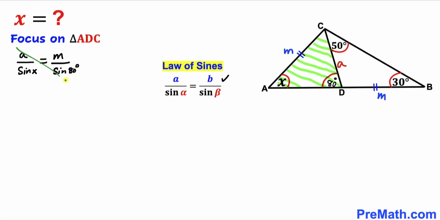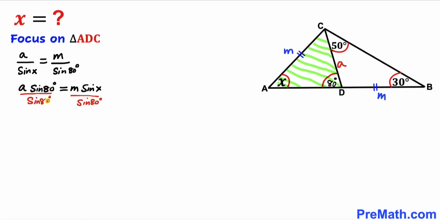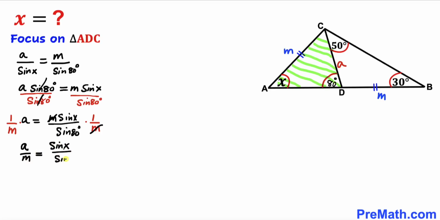Let's go ahead and cross multiply. Let's divide both sides by sine of 80 degrees. This and this is gone. So a equals M times sine of X divided by sine of 80 degrees. And here's our next step. Let's multiply both sides by 1 divided by M. This M and M is gone. So on the left hand side, this is going to give us a divided by M turns out to be sine of X divided by sine of 80 degrees. Let me go ahead and call this our equation number 1.